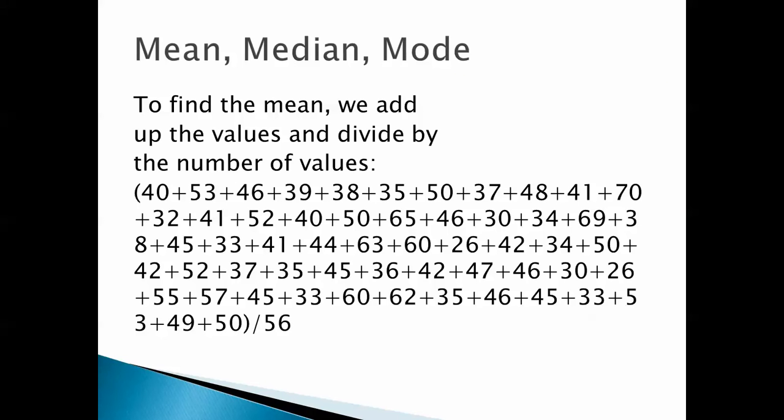So we would add up 40 plus 53 plus 46 plus 39, and so on, plus 50, divided by 56, the number of values. And we end up with 2493 divided by 56, which is about 44.52 years old.